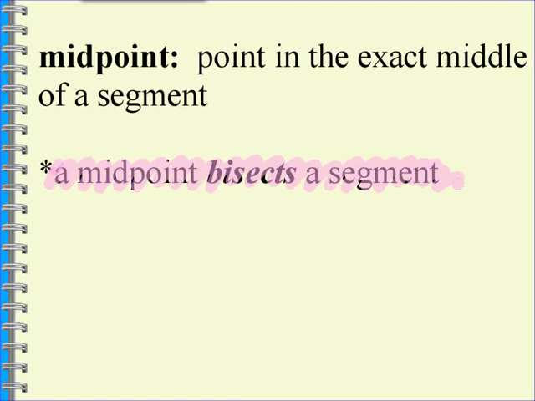Let's review what bisect means. What does bisect mean? What does the prefix bi mean? 2. Sect is sections. So 2 sections. So whenever we refer to bisect, that means cut it into 2 equal parts. So when I say a midpoint bisects a segment, I mean that a midpoint cuts that segment into 2 equal parts.